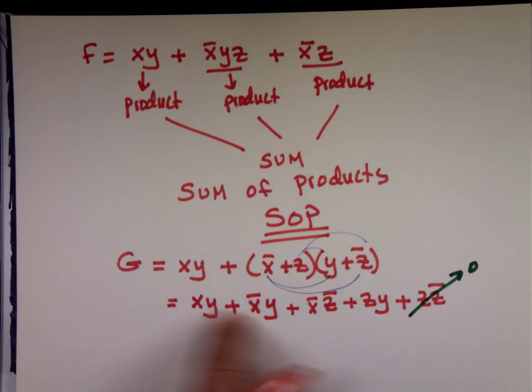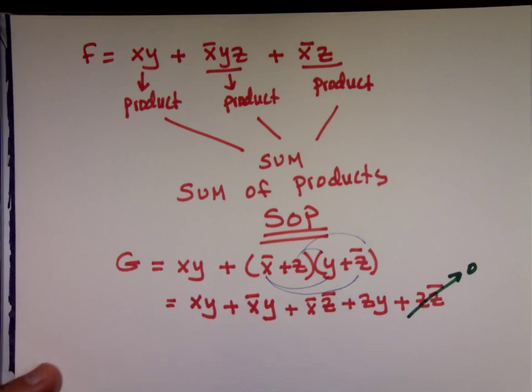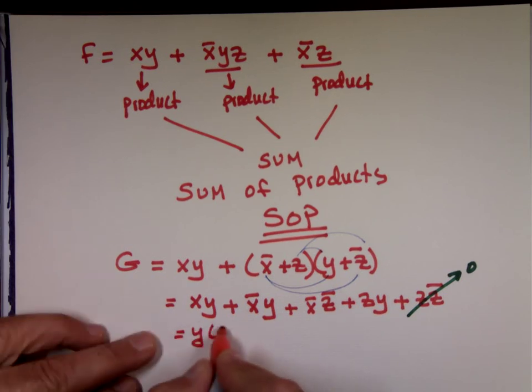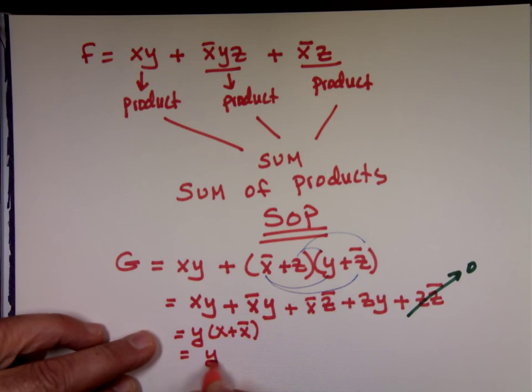Now let's look at these two, just these two alone. Don't worry about the rest of them. What can we do? You can make it y. Y, because x and x bar cancel. X plus x bar, which is a 1, right? That's y. Plus x bar z bar plus yz.